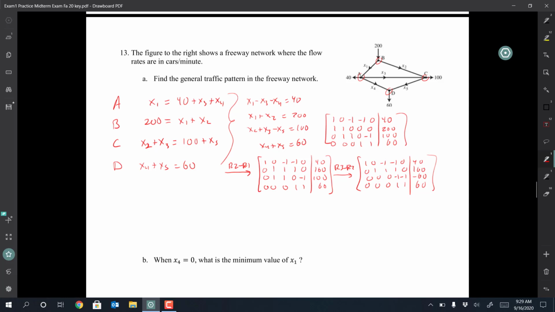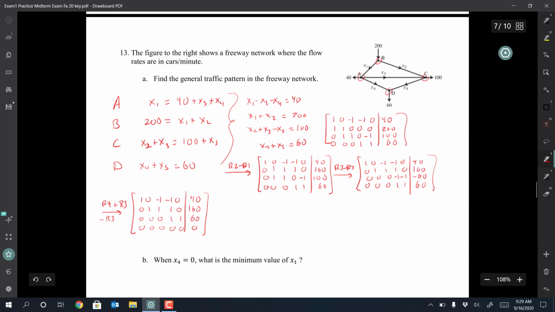All right. So from here we will take row 4 plus row 3. And when I'm done with that, I'm actually going to multiply row 3 by negative 1 to clear those negative signs. So that means that we'll have that for row 1. Row 2 will be this. Our new row 3 will be 1, 1, and positive 60. And row 4 will be all zeros.